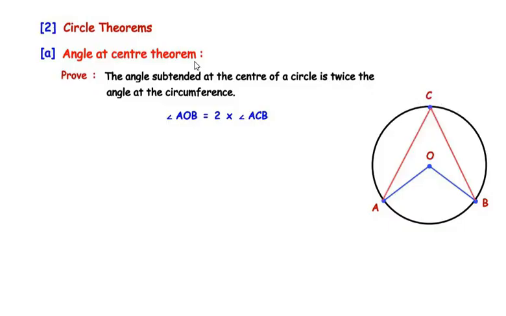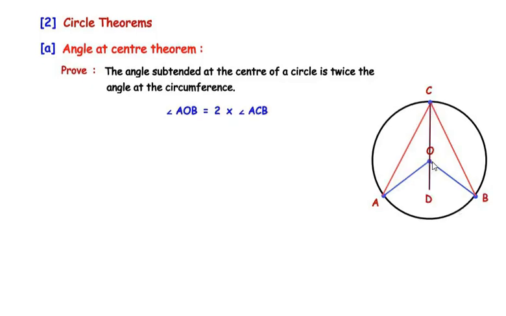Under this theorem we need to prove that the angle made at the center, that is angle AOB, is 2 times the angle made at the circumference of the circle, that is angle ACB, that is this angle. Let us begin with a small construction: we are going to draw a straight line passing through the points C and O this way, and let us extend it till it reaches the point D. Here we can see that we have formed two isosceles triangles, that is triangle AOC and triangle BOC.